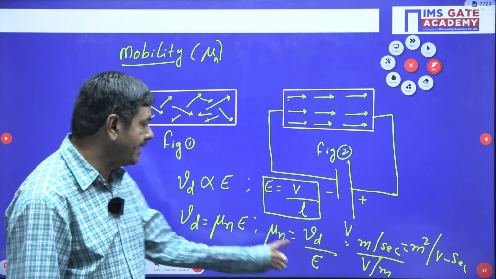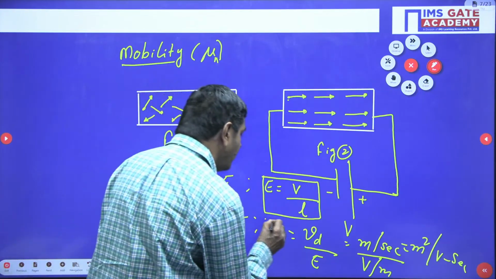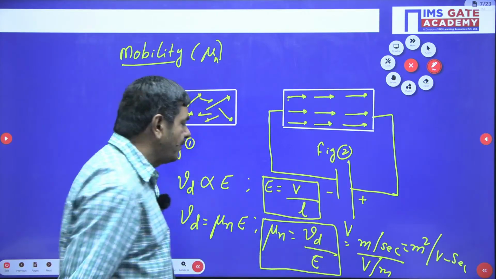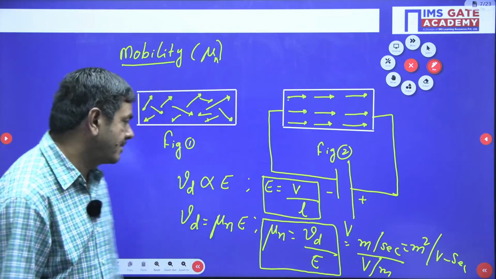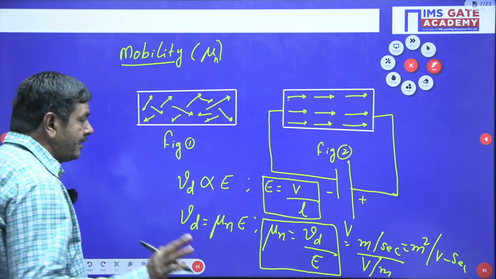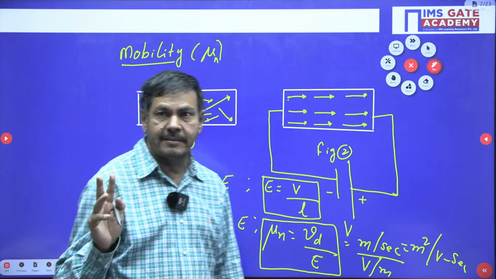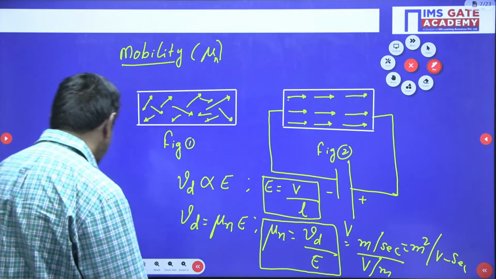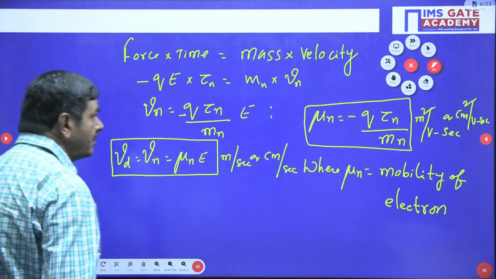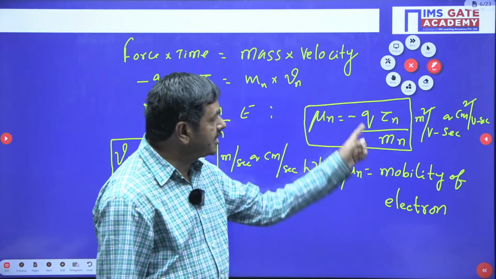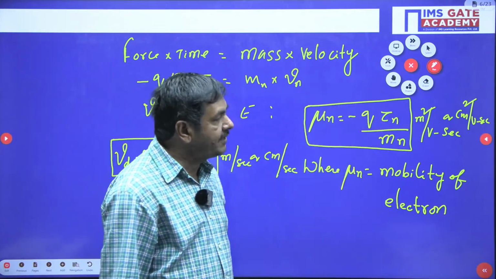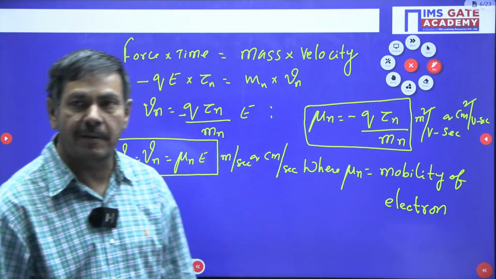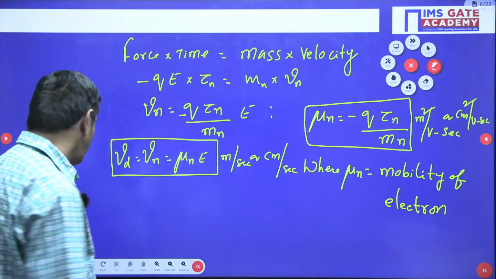Like that, we can find the mobility of electrons by using this formula. There are two ways to find the mobility. One is drift velocity divided by electric field intensity. Otherwise, with the other formula I gave before, the mobility can also be calculated as charge times mean free time divided by the mass of the electron. You can use this formula based upon the data given.